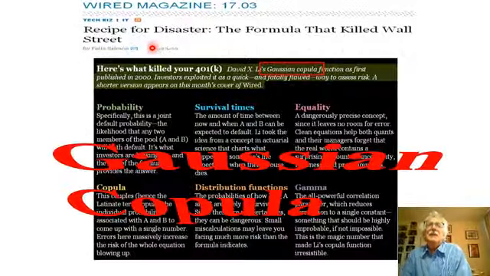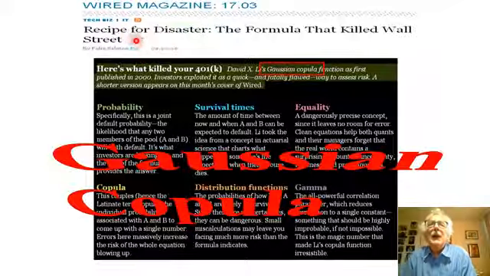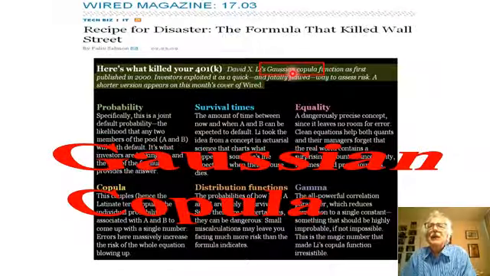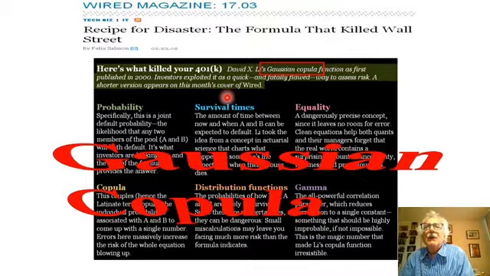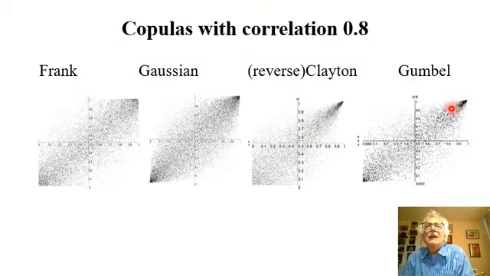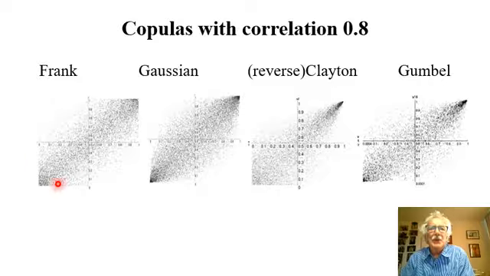So in 2009, there was a lovely article in the magazine Wired about the dreaded Gaussian copula which killed your 401ks. A very nice article. It isn't often that mathematics hits the front page, but this is an example. And so I want to explain what exactly he's talking about. So I have here four different copulas. So these are distributions on the unit square which are uniform in the horizontal and vertical margins.